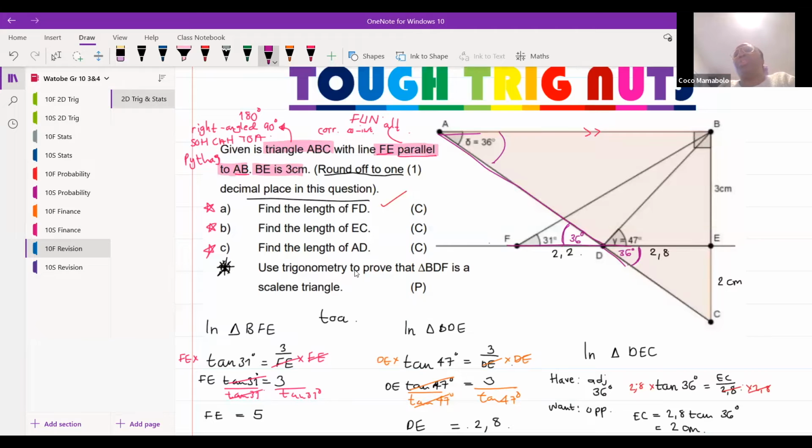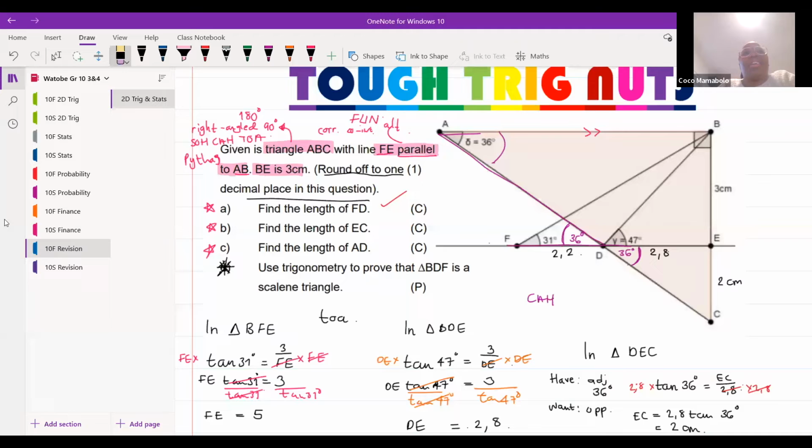Somebody's asking me here, ma'am, can we use cos instead of tan? Unfortunately not, my sweetie, because cos would require us to have our hypotenuse. Remember, cos is adjacent over hypotenuse. We would need the hypotenuse, and unfortunately we do not have that information right now. We can only use the information that we have. That's okay, MK. No worries.